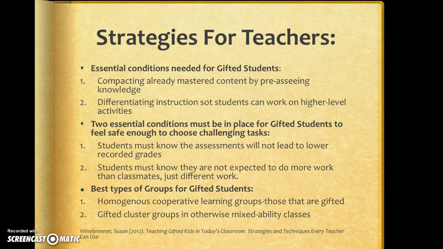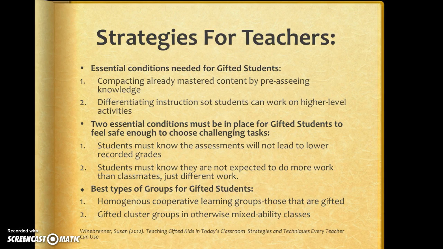And then the best types of groups for gifted students are those that are homogeneous, cooperative learning groups, or those that are composed of students that are gifted so that they can learn from one another. They can feel like they're not doing all the work, whereas if they're placed in a group with lower level students, they'd feel like they have to be in charge and take over and basically do all the work. So if they're placed in a homogeneous cooperative group, they can be challenged by those around them that are at the same level.